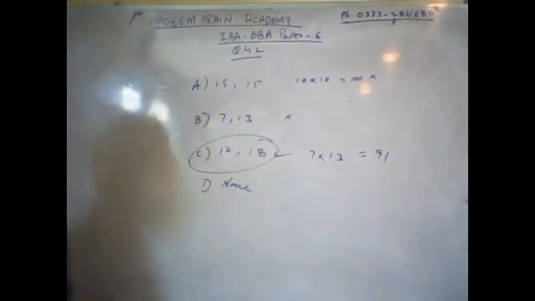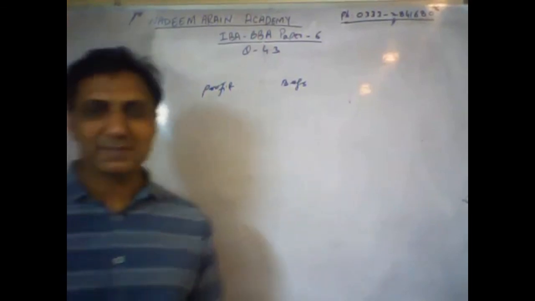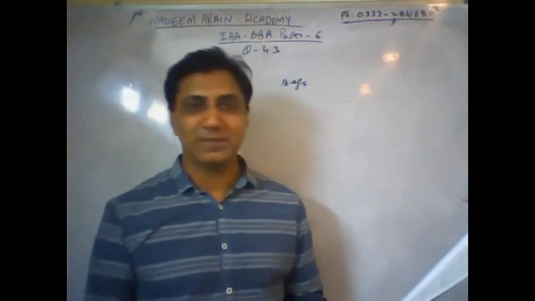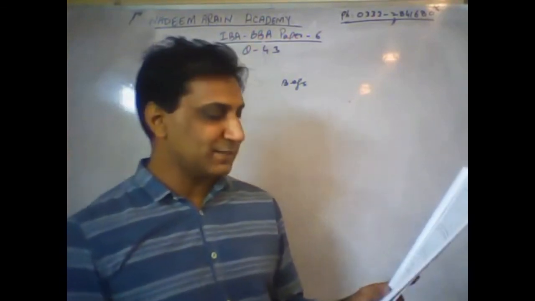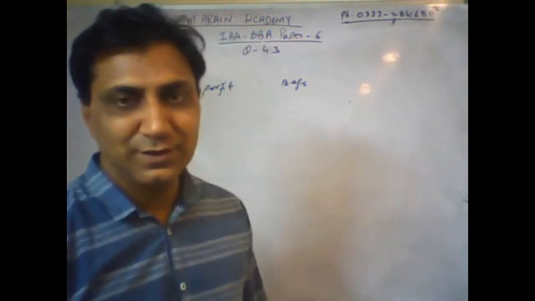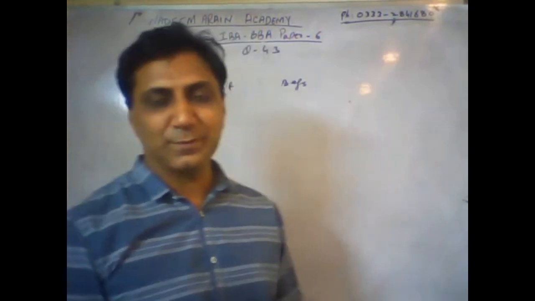Thank you. Hello students, this is question number 43 from past paper 6 of IB. The question says a shopkeeper earns a profit of rupees 70 for every 3 bags of wheat he sells. How many bags of wheat must the shopkeeper sell in order to make a profit of 1400? So it's a simple direct proportion, a question from the proportion topic.